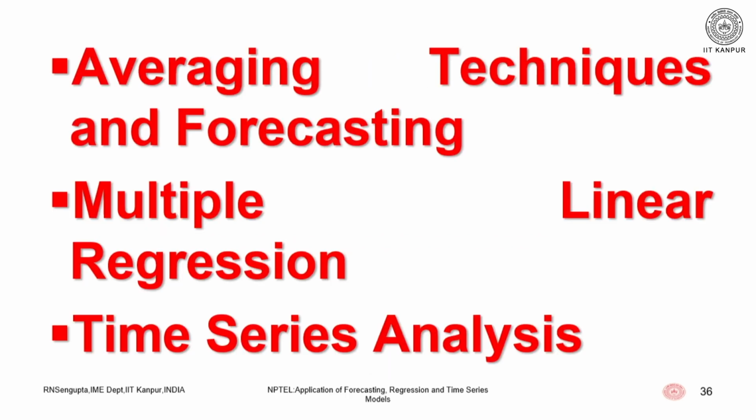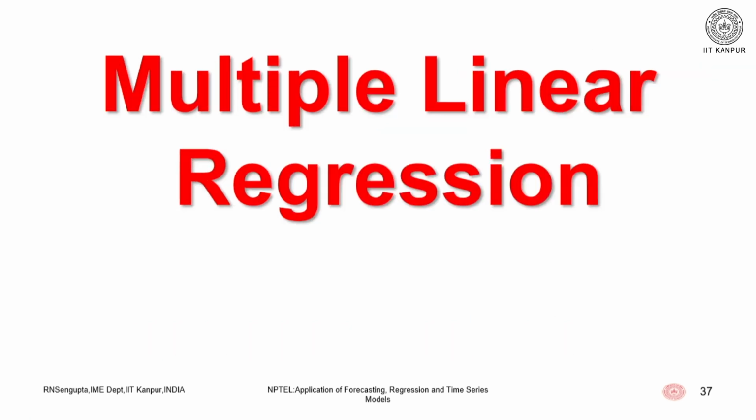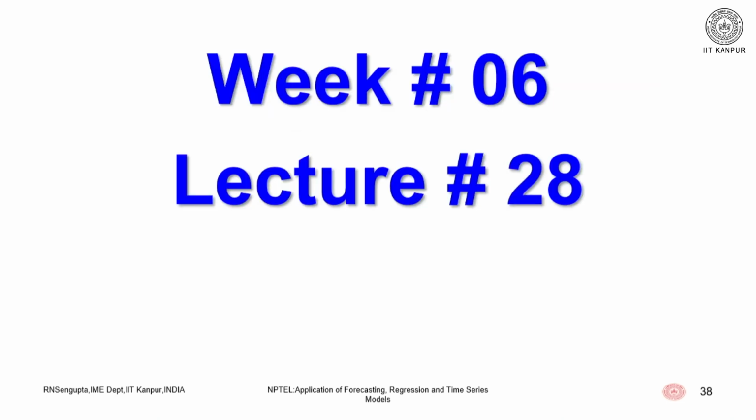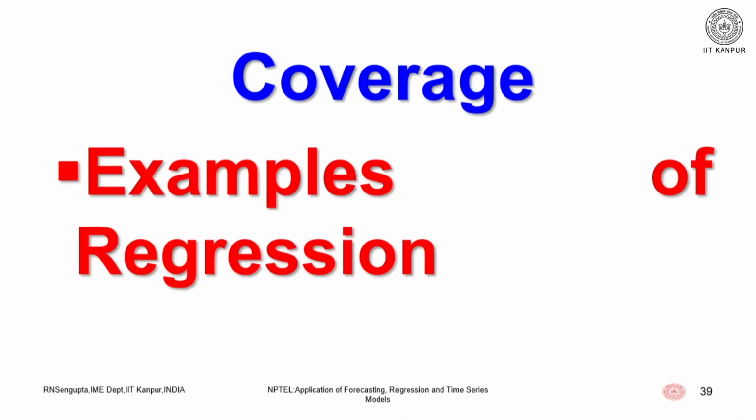So, the three broad areas of coverage for this course of 60 lectures, 30 hours: the first one is averaging and forecasting technique, the second one is regression, and the third one is time series. And we are in the second set, which is basically the idea of regression. Even though it is written multiple linear regression, it is regression and we will consider a few more models. So, this is week 6, lecture number 28.